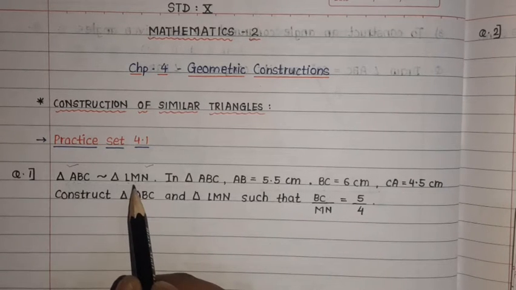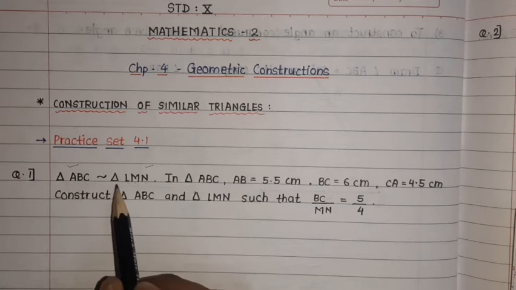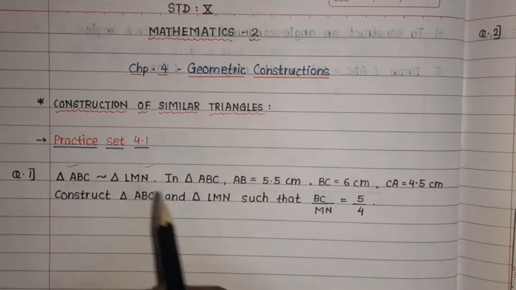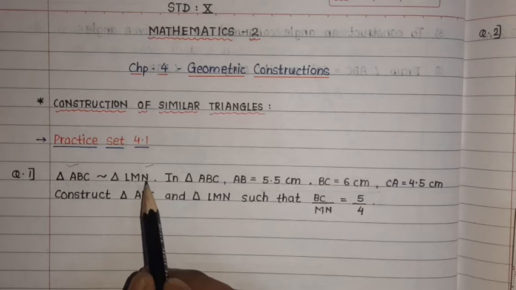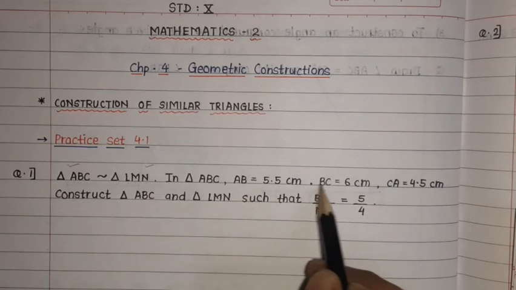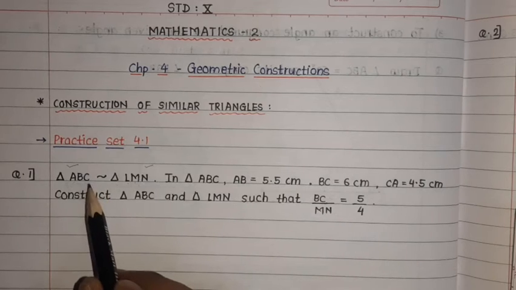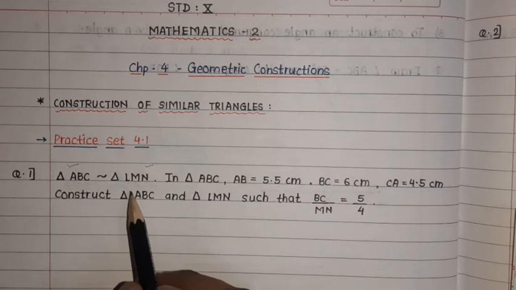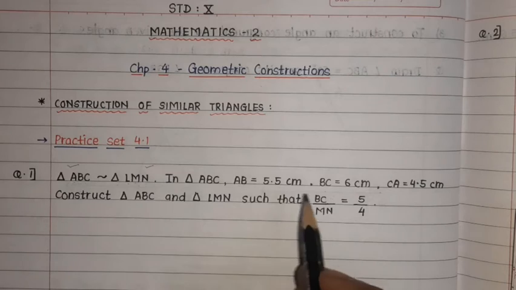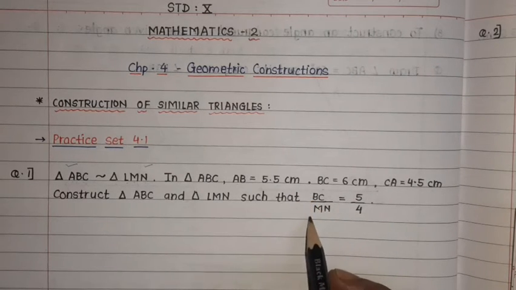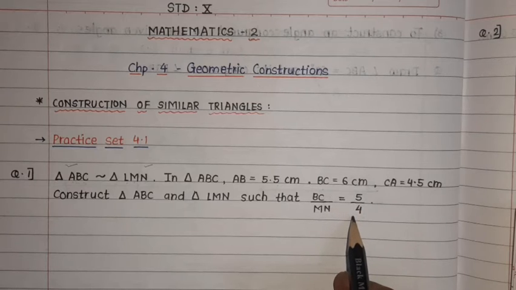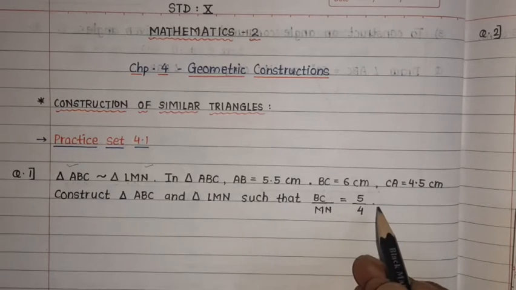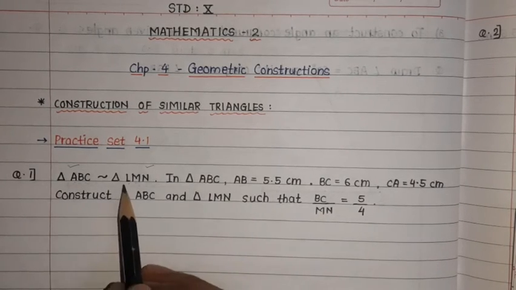Then we have to construct triangle LMN. To construct triangle LMN, we must know some measurements of triangle LMN. Now in this case, when two triangles are similar and the lengths of all the sides of triangle ABC are given, then we have to use the property of similar triangles about the sides. Dear student, when two triangles are similar, then the corresponding sides are in proportion. That proportion is also given. It is BC upon MN is equal to 5:4. By using this information, we have to first find out the measurements of triangle LMN.